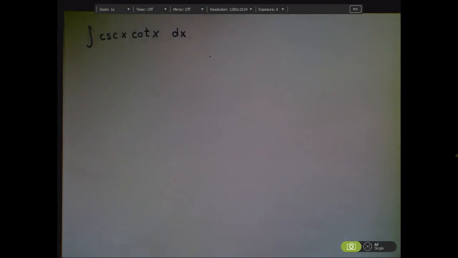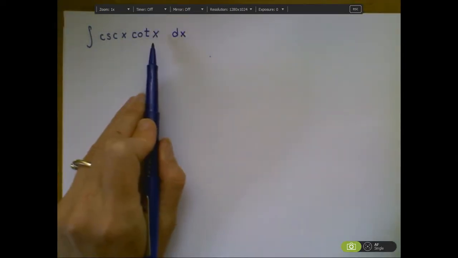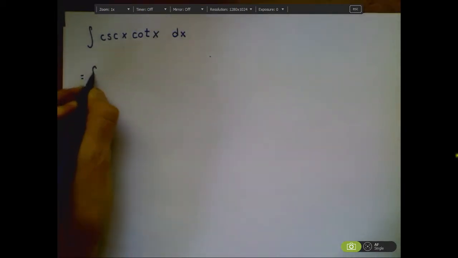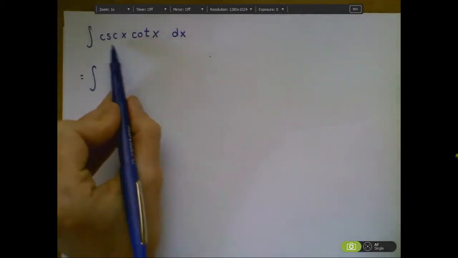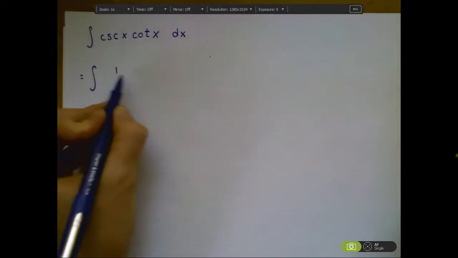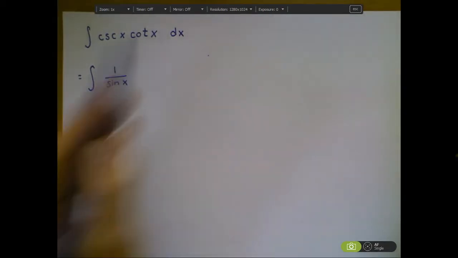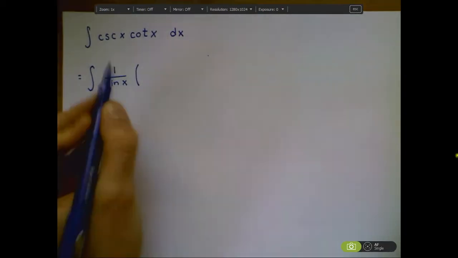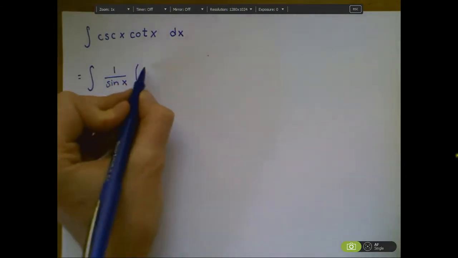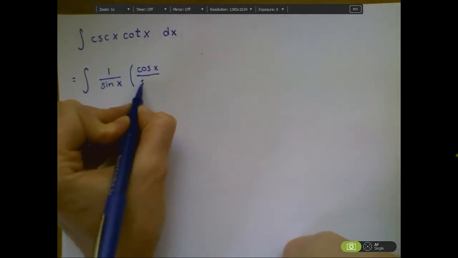My first thought is that I like dealing with sines and cosines better than cosecants and cotangents. So I'm just going to convert this into what this is in terms of our basic trig identities. So cosecant x is the same thing as 1 over sine x. And cotangent x is the reciprocal of tangent. So instead of sine over cosine, it's going to be cosine over sine.